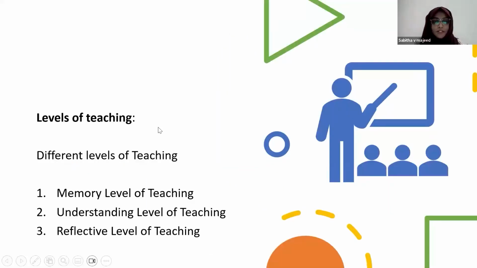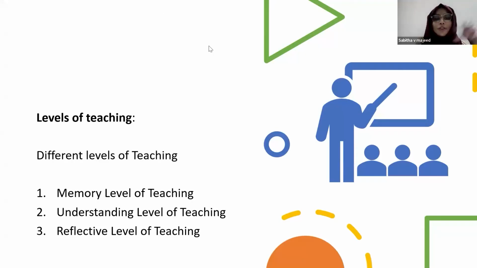Okay, so now let's move to another topic of teaching aptitude. Another important topic, that is levels of teaching. As you can see in the slide, there are different levels of teaching: memory level of teaching, understanding level of teaching, and reflective level of teaching.